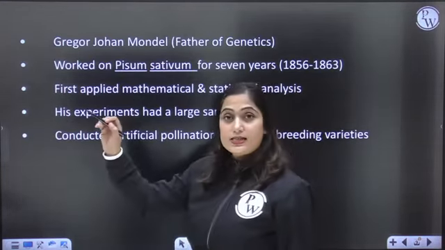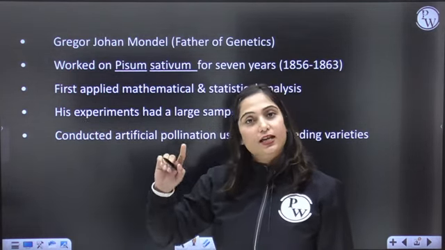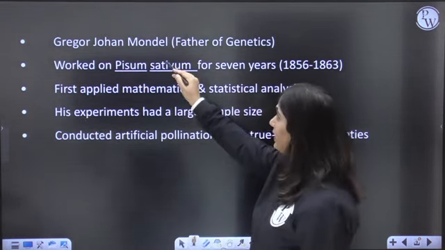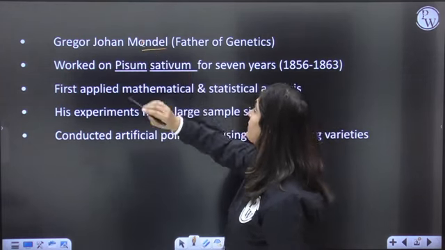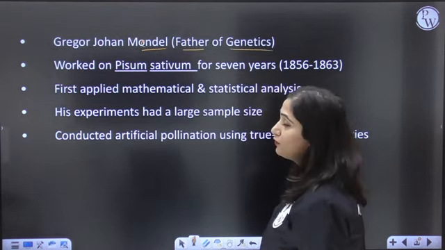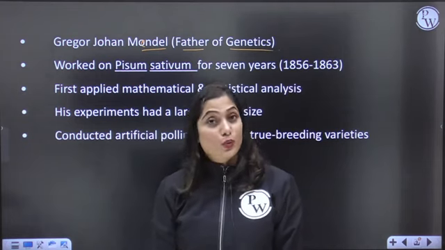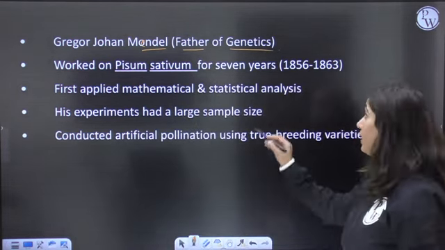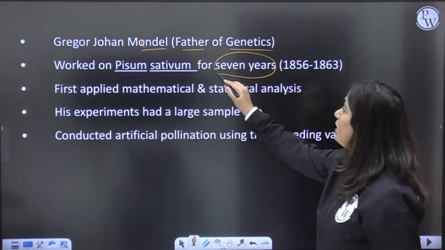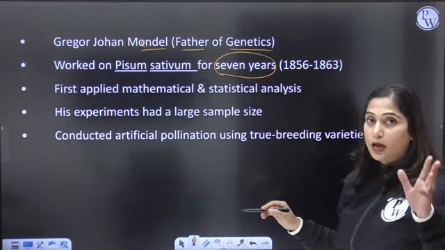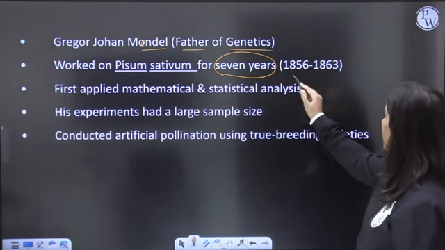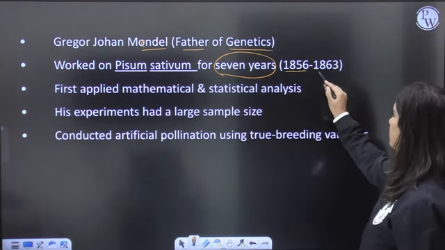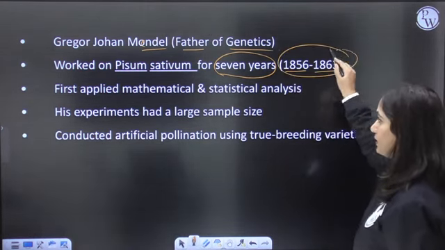Now, let's discuss the first topic, that is Mendelian inheritance. Gregor Johann Mendel is called the father of genetics, and he worked on Pisum sativum, as we all know, and he worked for 7 years. This could be a multiple choice question. He worked for how many years? For 7 years, from 1856 to 1863. Remember this, okay?